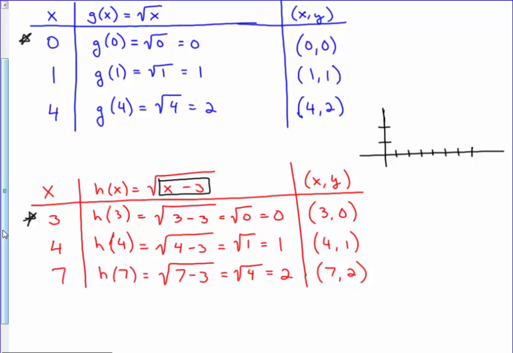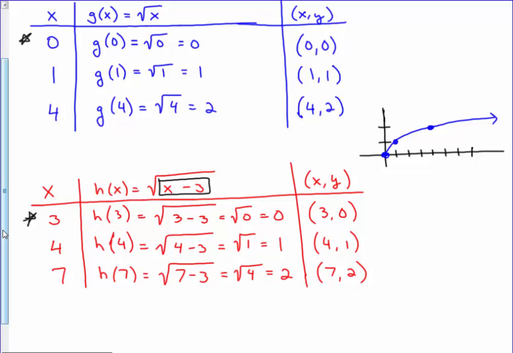I'm going to graph g of x in blue. g of x started at 0, 0. The next ordered pair was 1, 1. The next ordered pair was 4, 2. We will learn later that a root function has a somewhat one-sided shape. It's kind of like a half parabola turned on its side. This one started at 0, 0. It shoots out to the side in a curve.